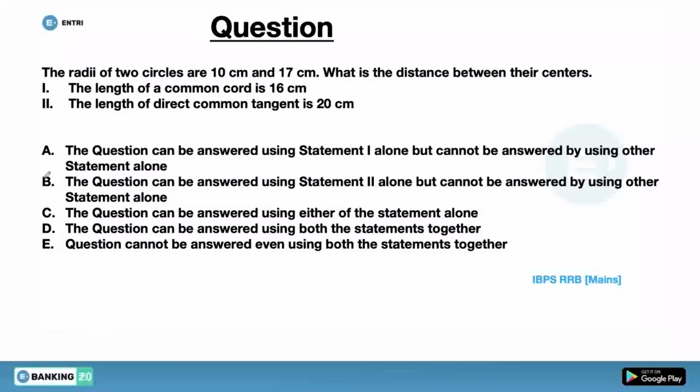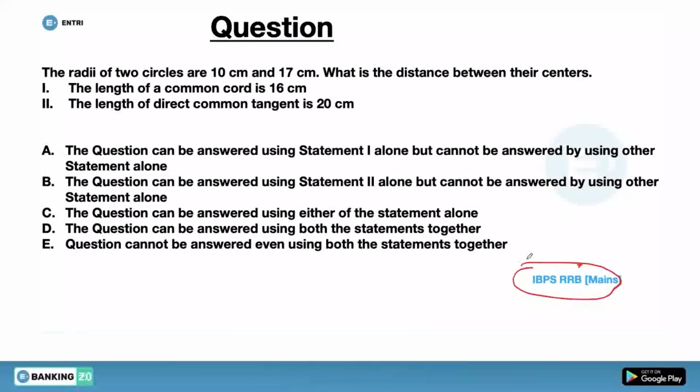And what are these options? The first one is saying the question can be answered using statement 1 alone, but cannot be answered by using the other statement alone. The second is again saying that you can answer the question using statement 2 alone, but cannot be answered by using the other statement alone. The third one is saying the question can be answered using either of the statements alone. The fourth, the question can be answered using both the statements together. And the fifth is the question cannot be answered even using both the statements together. So let's try to solve this IPS RRB mains question.